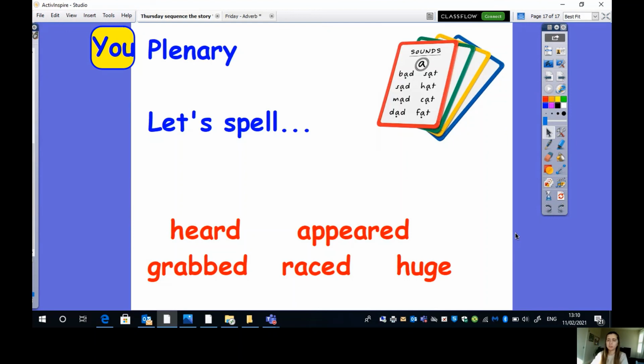And if you want a super duper challenge, then put those into sentences and make sure you upload them to Seesaw. It's really important we practice our spellings because it helps with our writing next week.